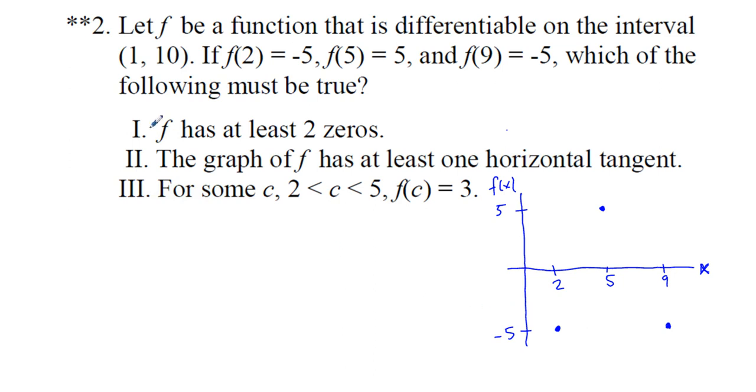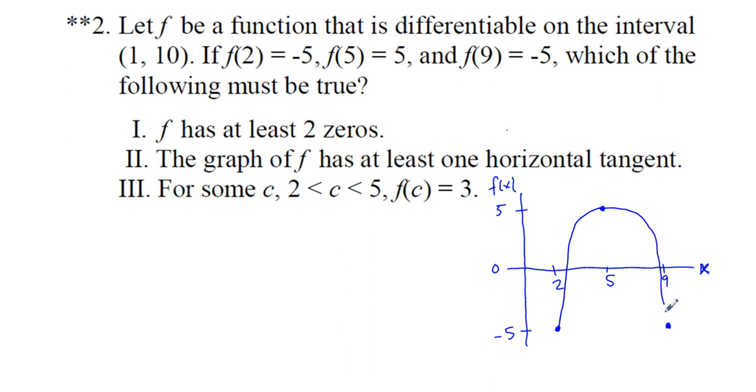And which of the following must be true? F has at least 2 zeros, and we should be able to see that there's no way we can attach these points smoothly, which would make these a differentiable function, and continuously without going through the x-axis where f of x is equal to 0. So I'm just drawing a little sketch here of something that might have to look like.